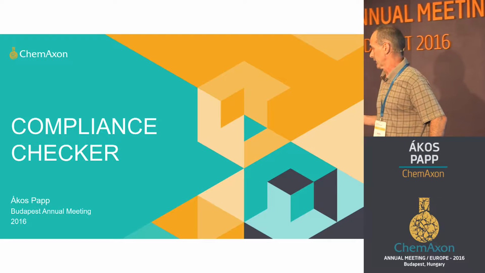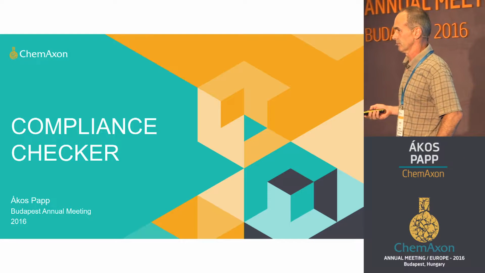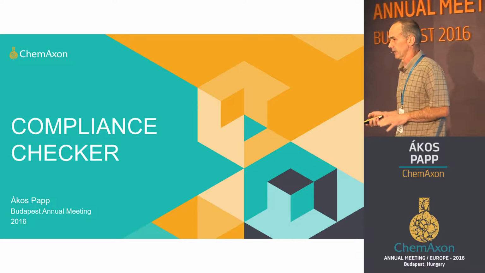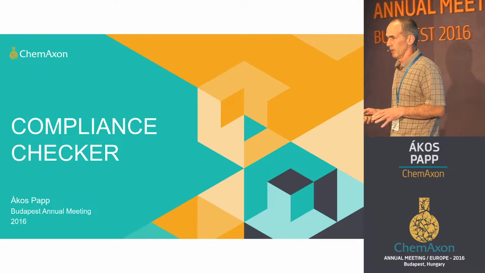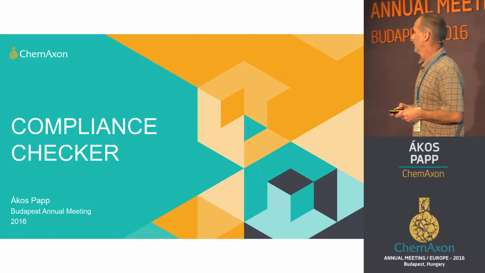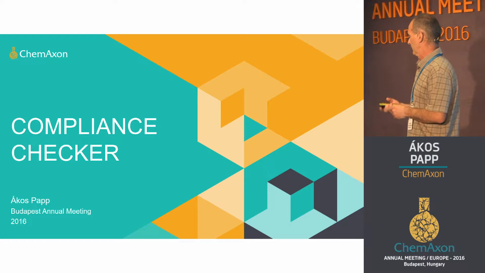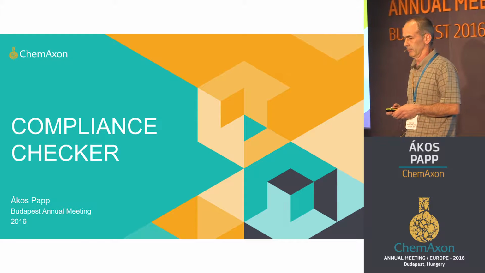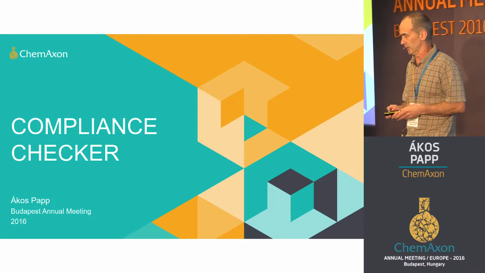I will talk about Compliance Checker. We have a new version. For those who don't know what Compliance Checker is, this is a system that enables a company to be compliant with those regulations related to narcotics and psychotropic drugs: how to handle them, store them, purchase them, all these aspects, to be compliant with all these regulations.